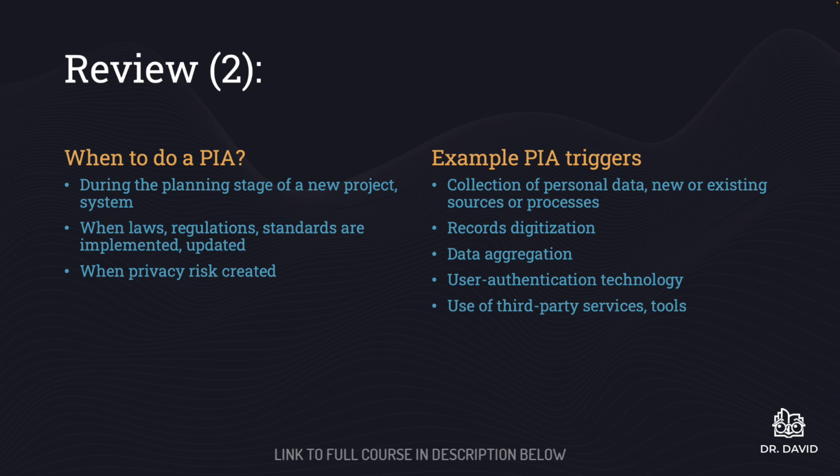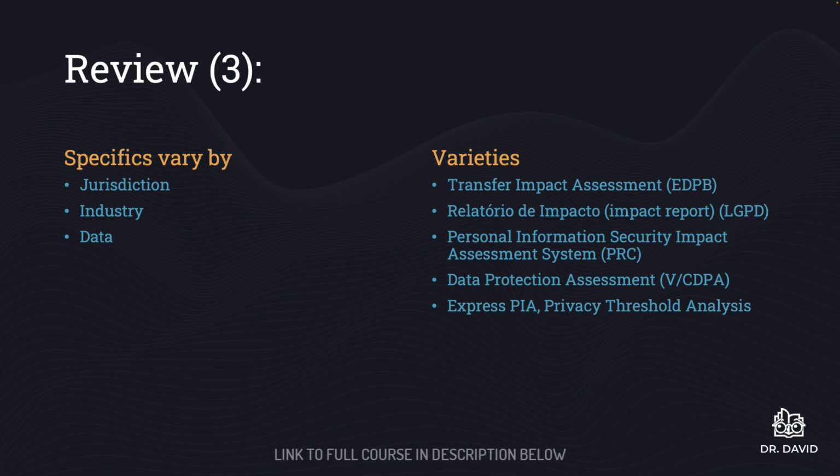PIA triggers include collection of personal data from new or existing sources or processes, the digitization of records, data aggregation, user authentication technology, and use of third-party services and tools. PIA specifics will vary by jurisdiction, industry, and data used. And there are a number of varieties of PIAs. I won't read through the list again here. Of course, you can hit pause and review as necessary.